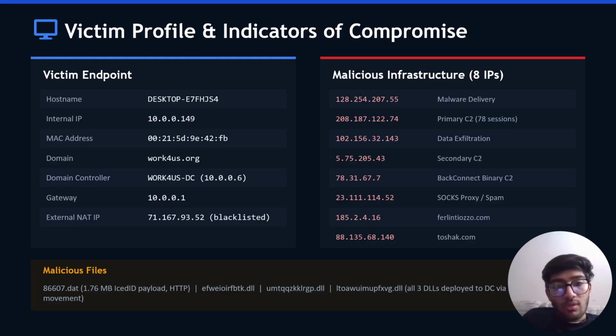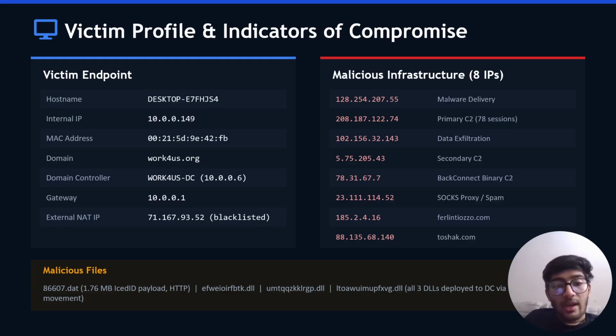Now let's talk about the victim and endpoint profiles. DESKTOP-E7FHJS4 is at IP 10.0.0.149 on the workforus.org domain. The domain controller is workforus-dc at 10.0.0.6. Notably, the external IP 71.167.93.52 was already blacklisted, indicating this IP has been flagged for malicious activities.